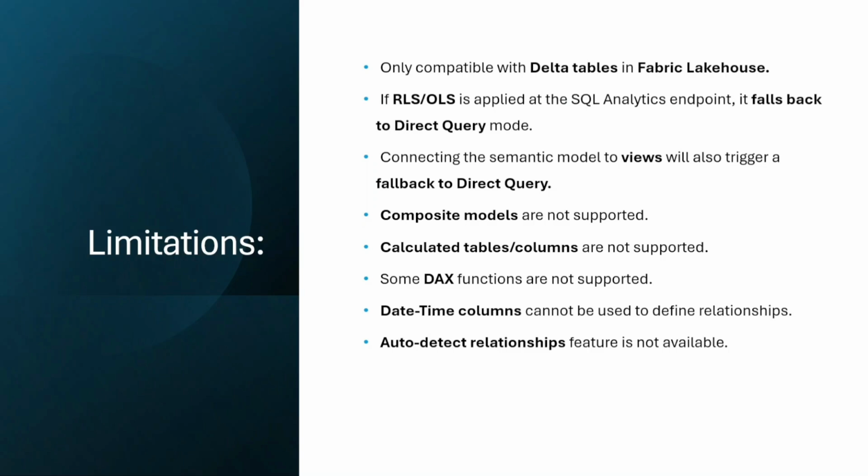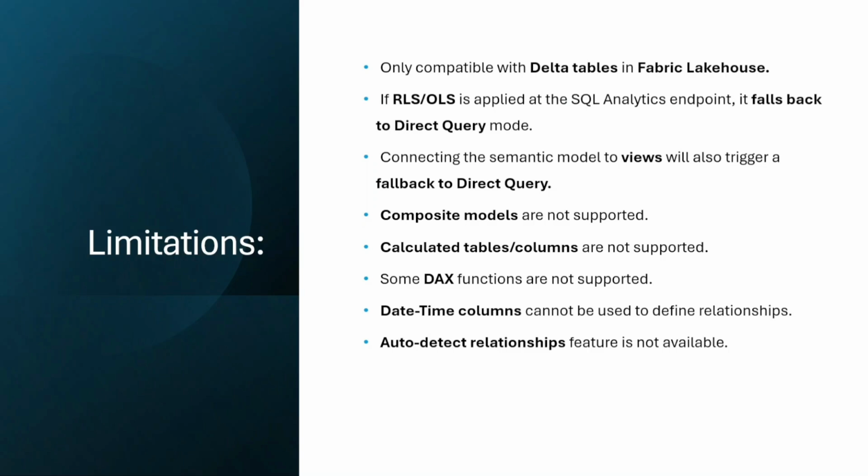Row level security and object level security. So if you're creating these at SQL analytics endpoint, then your query is by default going to fall back to direct query mode. And if you want to set up row level security, you can do that on semantic model level or in Tabular Editor. So if you're connecting to views, by default it is again going to fall back to direct query mode because you're creating views in SQL analytics endpoint.